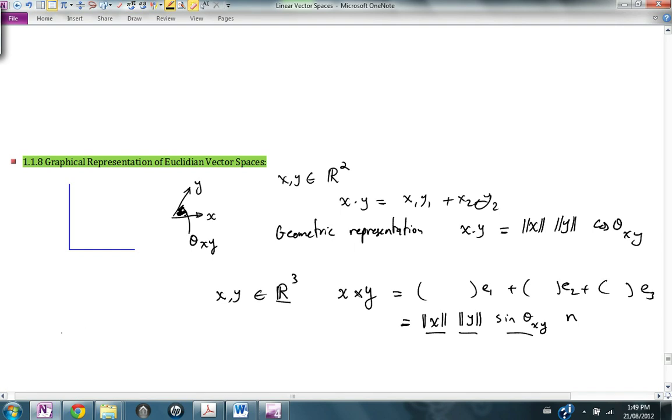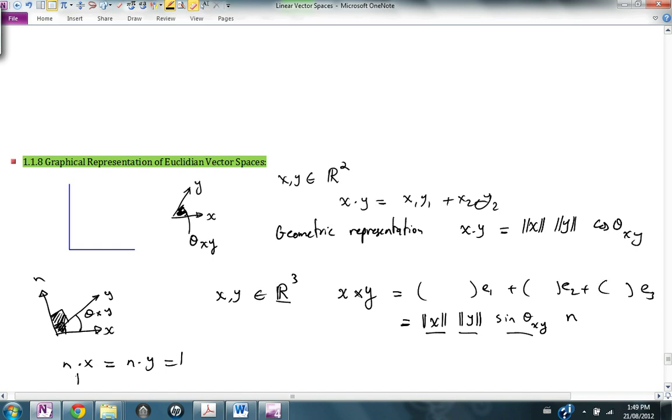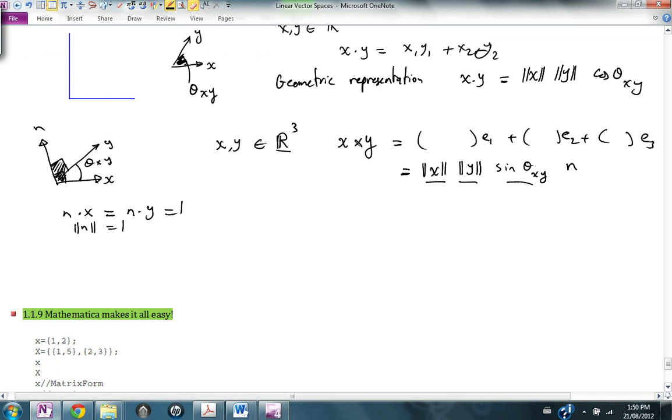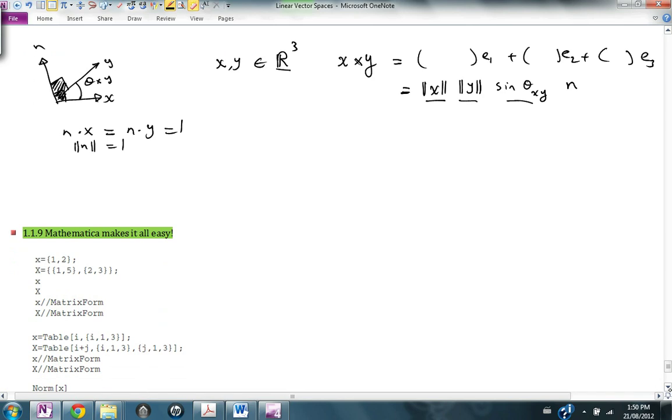This is x, this is y, this is theta xy. N is a vector that's perpendicular to both x and y. N dot x is equal to n dot y is equal to 1. And here, norm n is equal to 1. And this is it for the linear vector spaces. The rest is how to represent and draw all these things in Mathematica, and that will be presented in a different video.